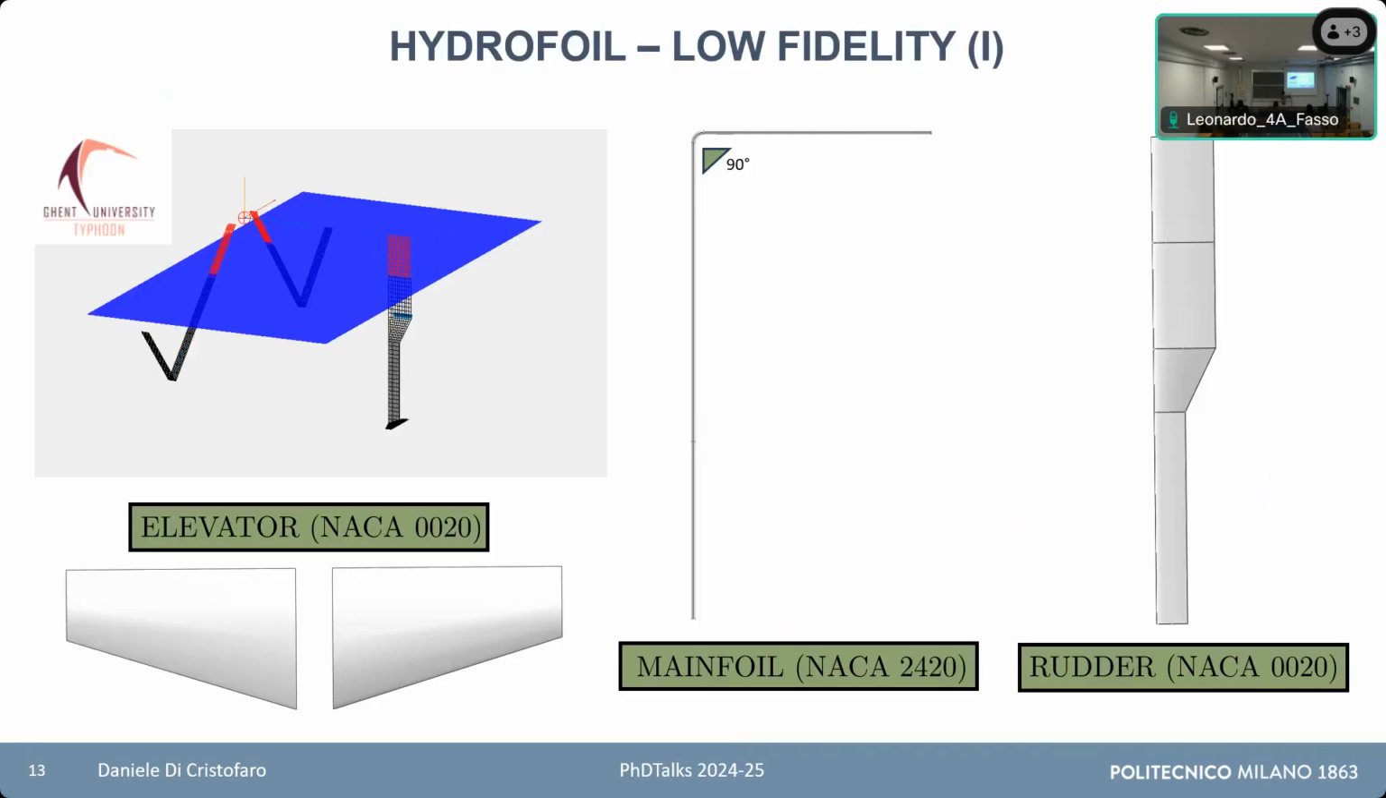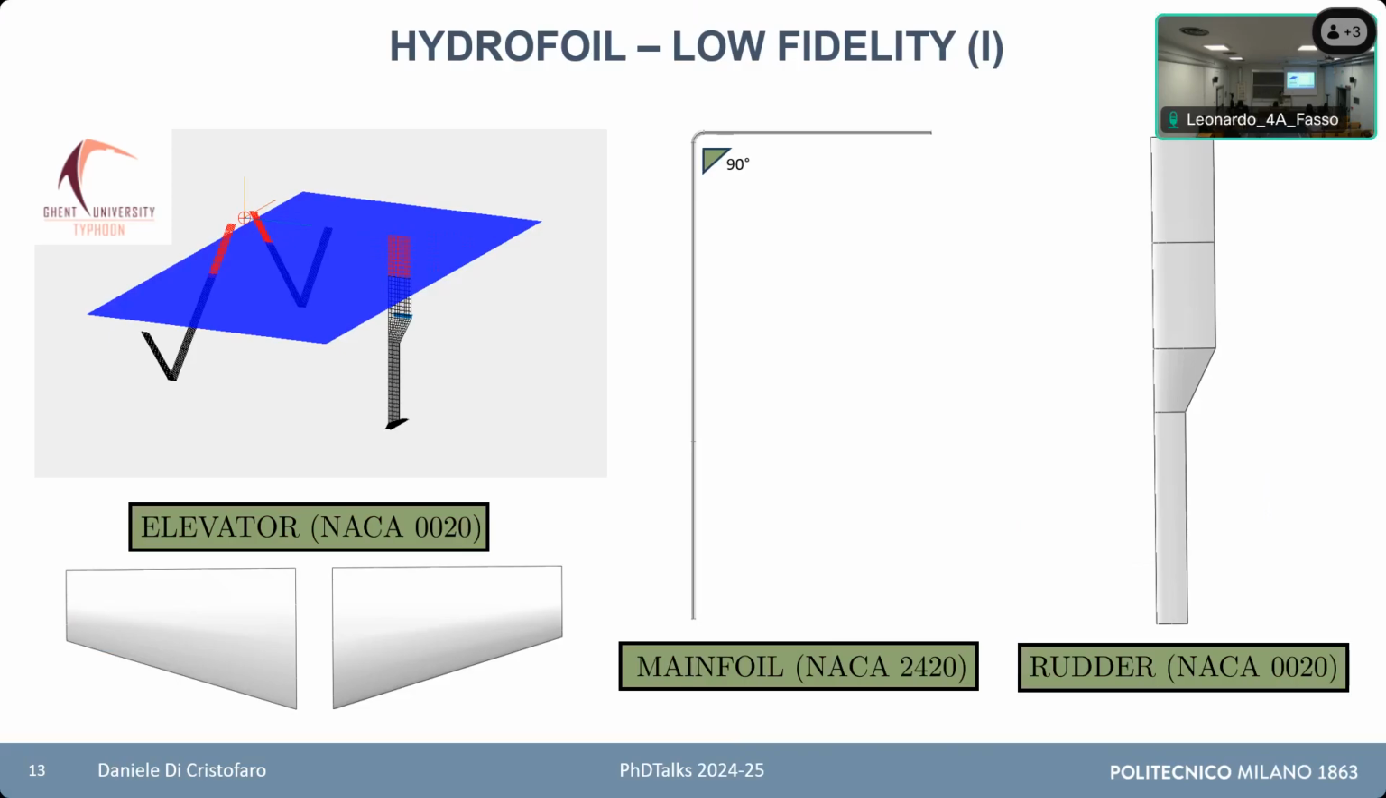Here are all the components. There is the rudder. The purpose of the rudder is to give the direction of the ship. Then the elevator. These are not lifting surfaces, just there for regularization purposes. And then there are the main foils. The main foils here are the ones that are creating the majority of the lift.